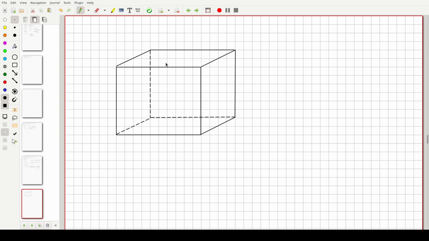So here's our cube right here. Each side has an area of A. The sides are L by L by L. So this is the volume. The volume would be L by L by L. The area of one side would be L squared.